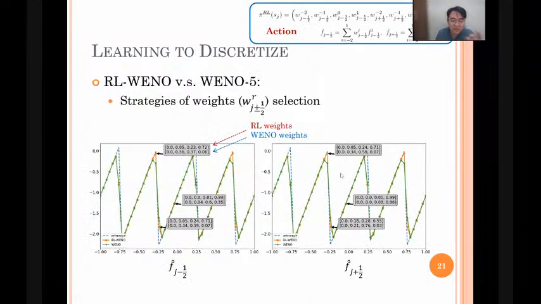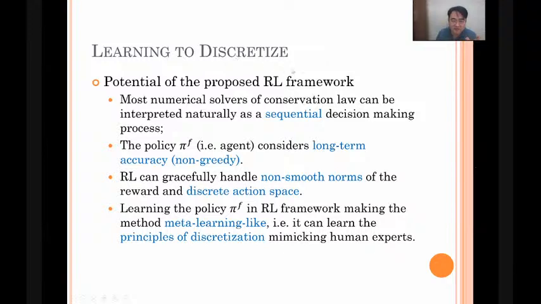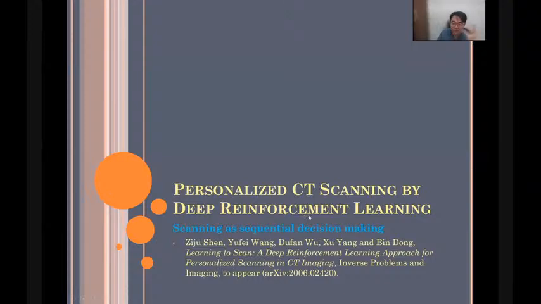Just a brief summary of why we want to learn to discretize rather than just learn the discretization, which is quite different. I think the main reason is that it's meta-learning-like, and this policy is a non-greedy policy. It makes sure that it's accurate in the long run. If you train an RL, the error is back-propagated from the end, so the policy is non-greedy. But when humans design a scheme, sometimes it's easy to design a greedy algorithm. It's difficult to design a non-greedy algorithm. And meta-learning learns the principles of these algorithms so that it can have very good out-of-distribution transferability.